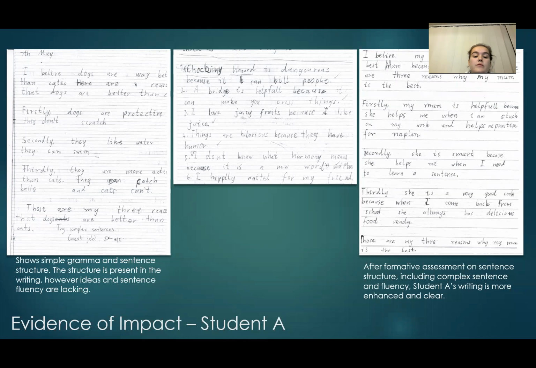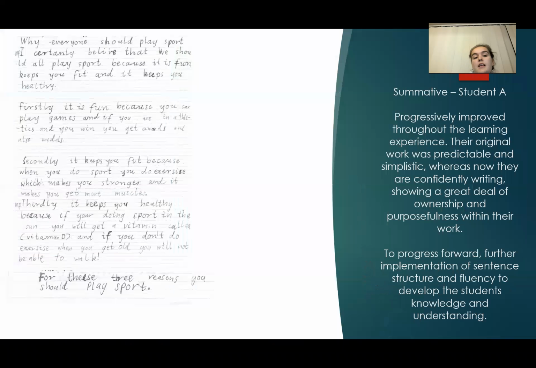So this is evidence from student A from the very beginning to their final assessment, which is in the next slide. So from the beginning, they had simple grammar and sentence structure. And then after some formative assessment and feedback to them, particularly on complex sentences and sentence fluency, student A's writing is more enhanced and clear. And also in their final one, their purpose is shown throughout their writing, and their ideas are really, really good, and they've progressed further than where they began.